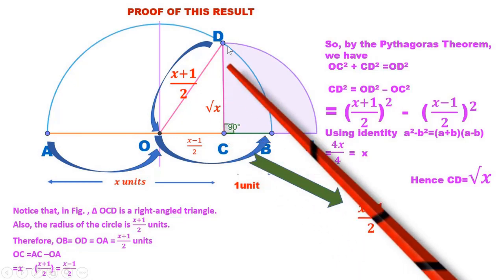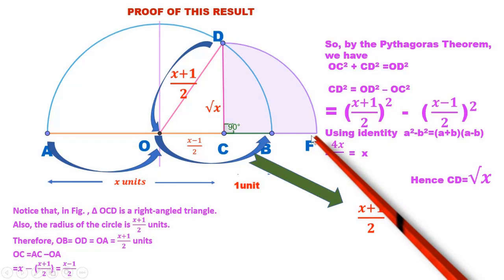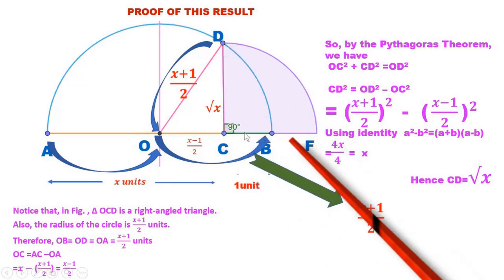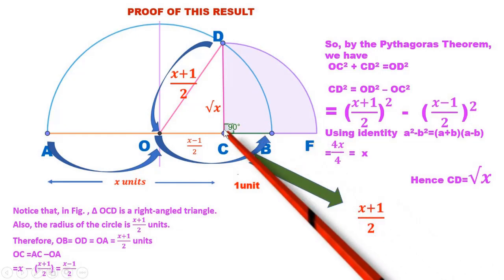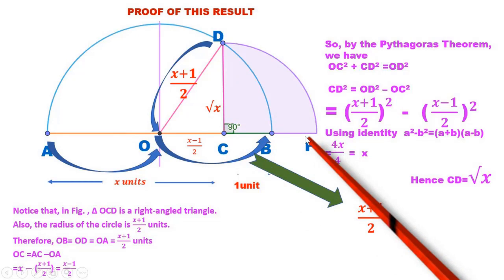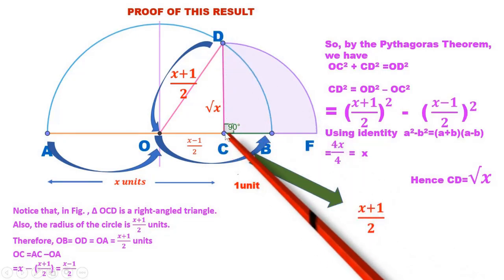Now, this length is going to fall on the number line at point F. Hence, we will get CF is equal to root x. Why? CF and CD both are radii of the same circle. Hence, CF is equal to CD is equal to root x.